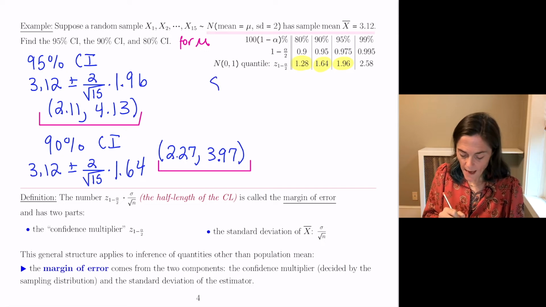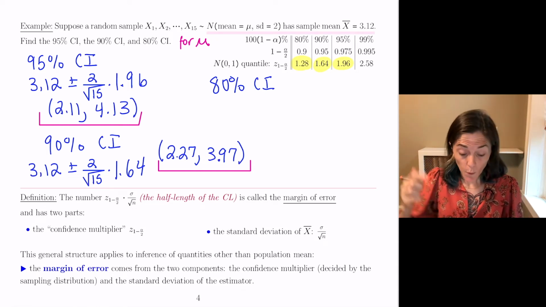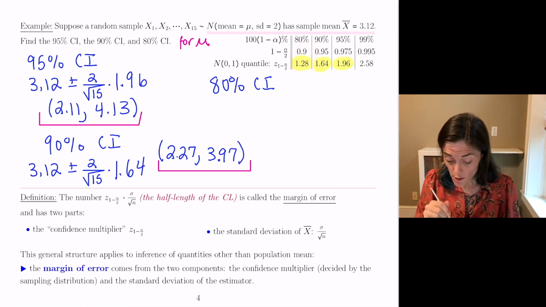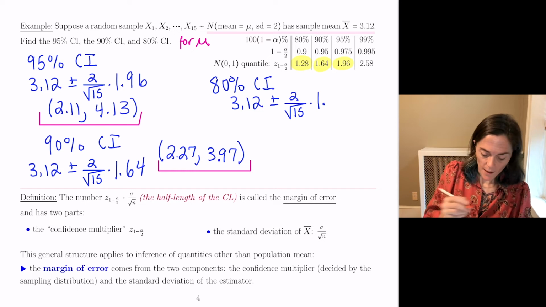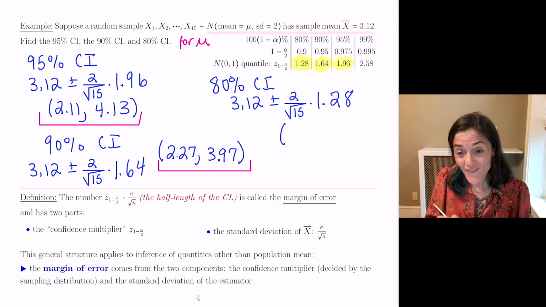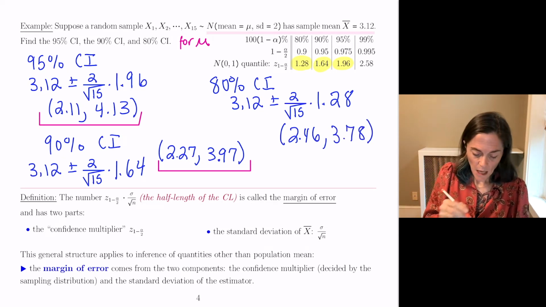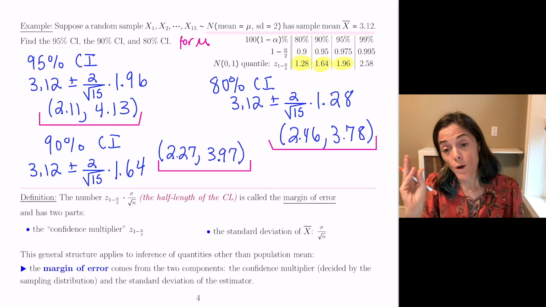Finally, for the 80% confidence interval, here my alpha is 0.2. The 1 minus alpha over 2 is 0.9, and that we get here. This quantile, we will use the multiplier 1.28. So the only thing that changes is this multiplier, 1.28. And we get, let's see, 2.46 to 3.78. So 2.46 to 3.78. You notice if I lower the percent, we get a more narrow interval.